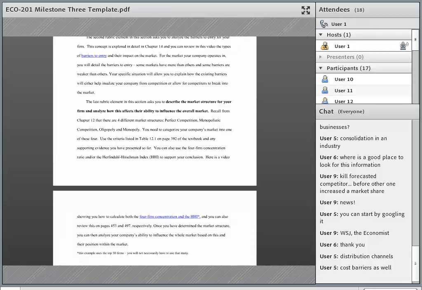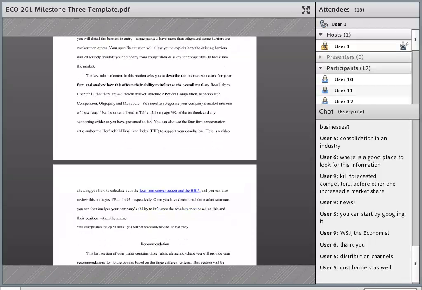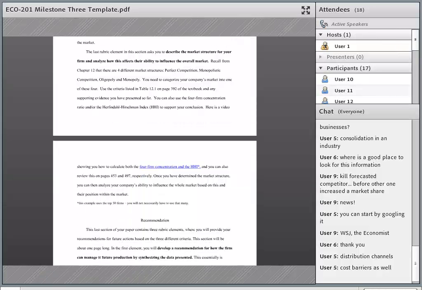And once you've decided that, you need to explain why that is and give some support to that claim. Now we've got a link here to the 4-firm concentration ratio and the HHI. Those are 2 different ways that you can prove which category it would fall into.